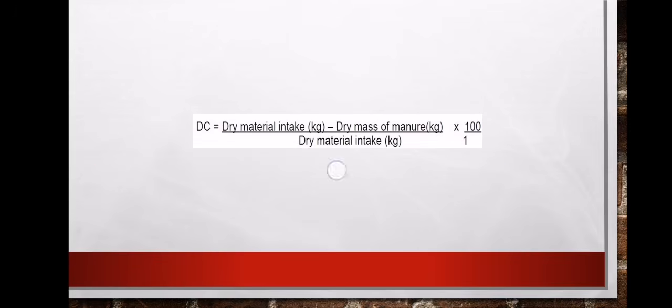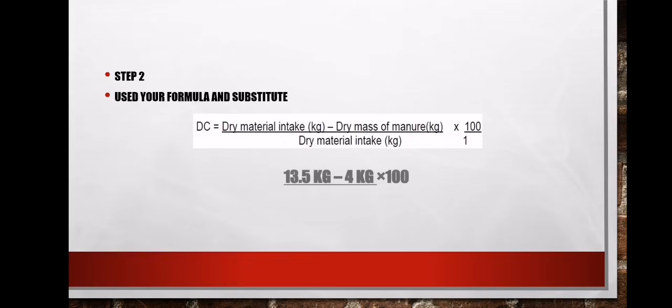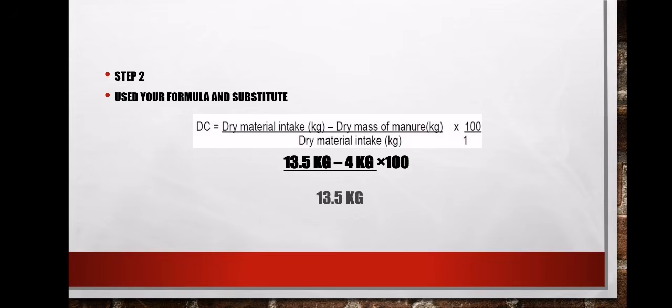Let's check what we have. We now have the formula here. So what we do here, you now substitute. Dry material intake is 13.5. We also have minus 4 kg multiplied by 100. Never forget to multiply by 100. Divided by 13.5. What do we get? We get 70.4. But remember, please start by doing 13.5 minus 4 to get 9.5, because some calculations may mess up.